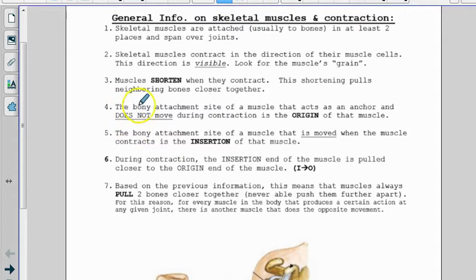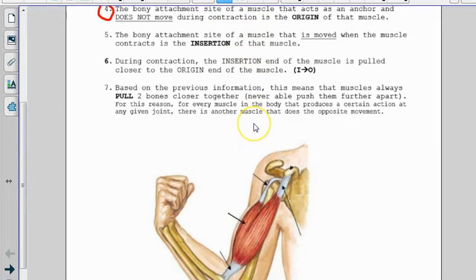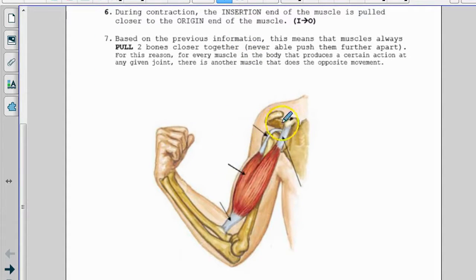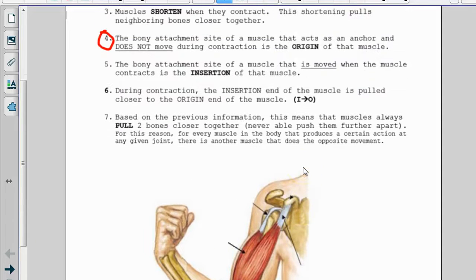Number four, here's where we're really getting into the important parts. Number four, the bony attachment site of a muscle that acts as an anchor and does not move during contraction is called the origin of that muscle. So number four, really important. One end of the muscle will move a bone and one end will not. And so in just a minute, I'm going to ask you to predict for the biceps muscle, which end is the moving end? Which end is going to actually cause a movement of a bone?